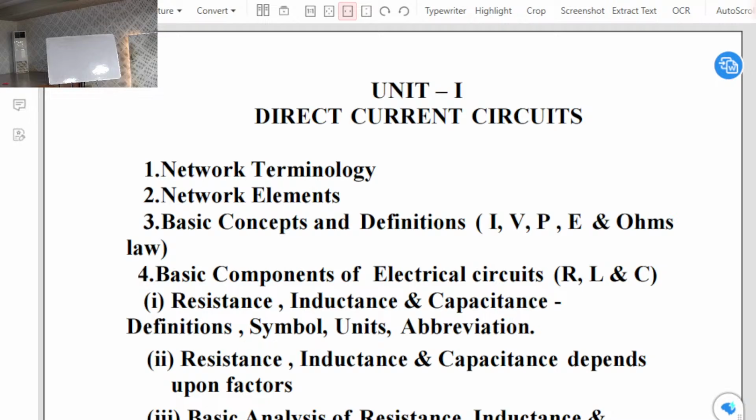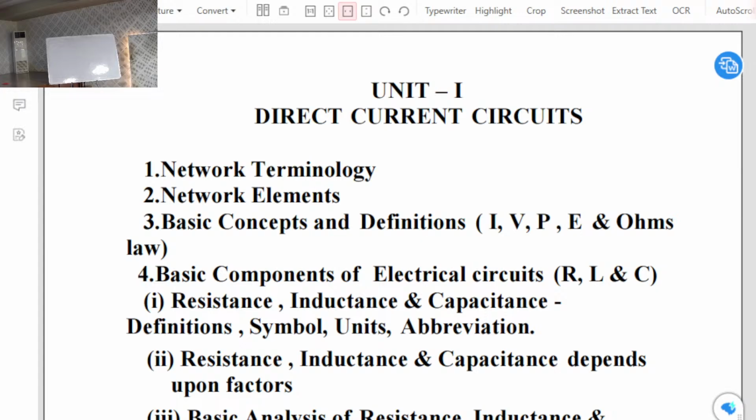First, we'll complete Unit 1, DC circuits and AC circuits. Today we'll complete the DC circuits, direct current circuits. AC circuits means alternating current circuits. In DC circuits, we have 8 topics that we need to complete in total, with problems. The first one is network terminology.